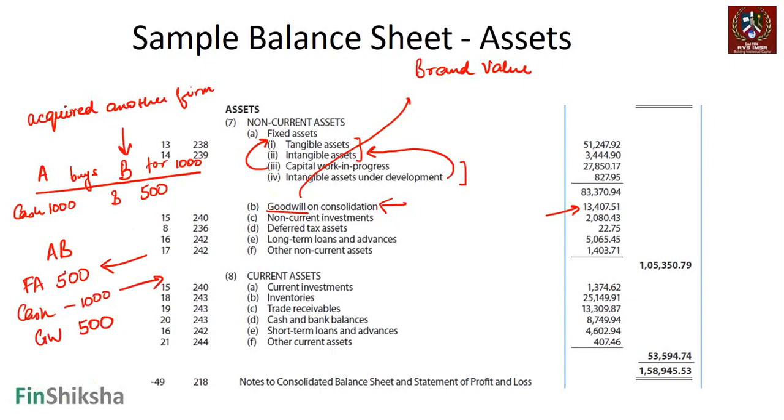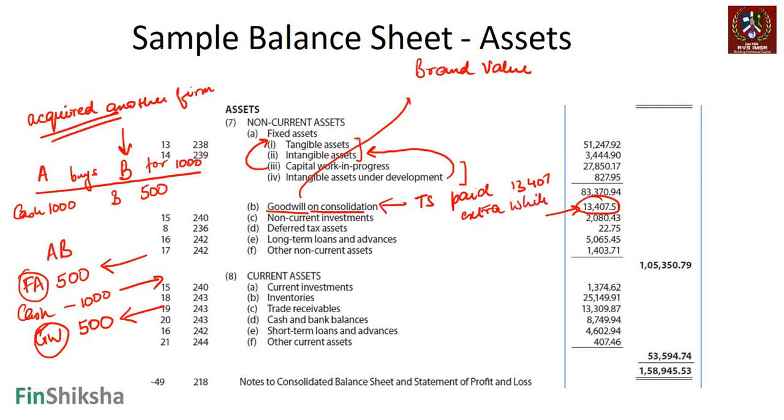So at the end of it, the balance sheet will see fixed assets of 500, goodwill of 500, and a cash negative number of 1000. 1000 cash goes out, 500 fixed assets come in, and whatever is the difference, that amount of goodwill will come in. So goodwill will only come if there is an acquisition by this firm done for another firm, and hence it will only come under consolidation. So when you consolidate these, you see a goodwill of 13,000 crore, which means Tata Steel paid 13,407 crore extra while buying something, while buying some company.